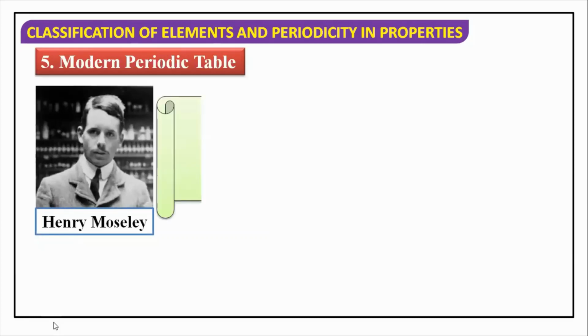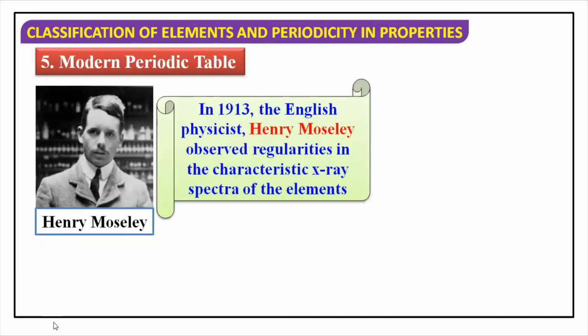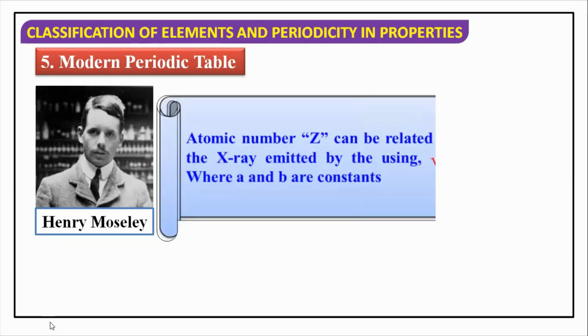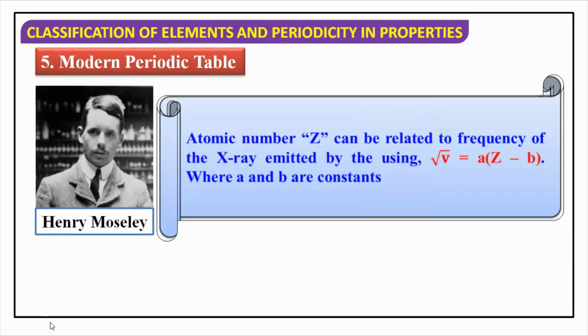Henry Moseley. In 1913 he was an English physicist who observed regularities in the characteristic X-ray spectra of elements. So the periodic table he gave was experimentally based. By studying the X-ray spectra of elements, he designed the modern periodic table on the basis of atomic number, and the relationship is under root V is equal to aZ minus b, where a and b are constants and Z, we know, is the atomic number.